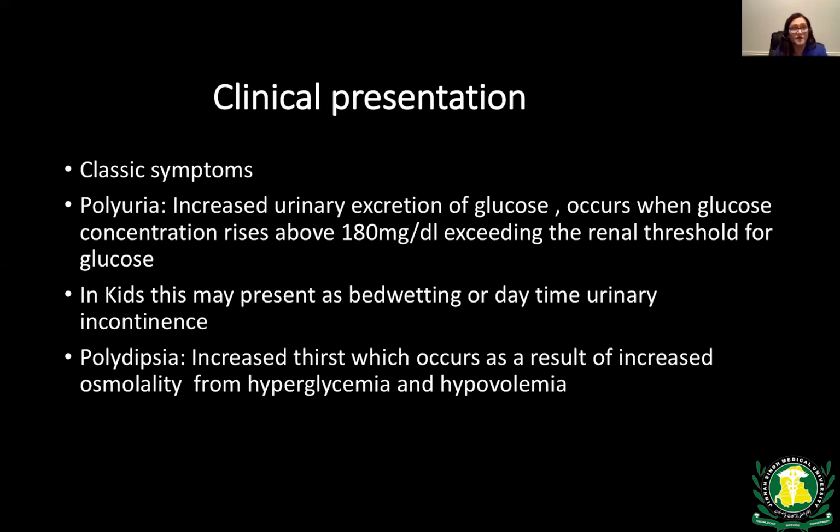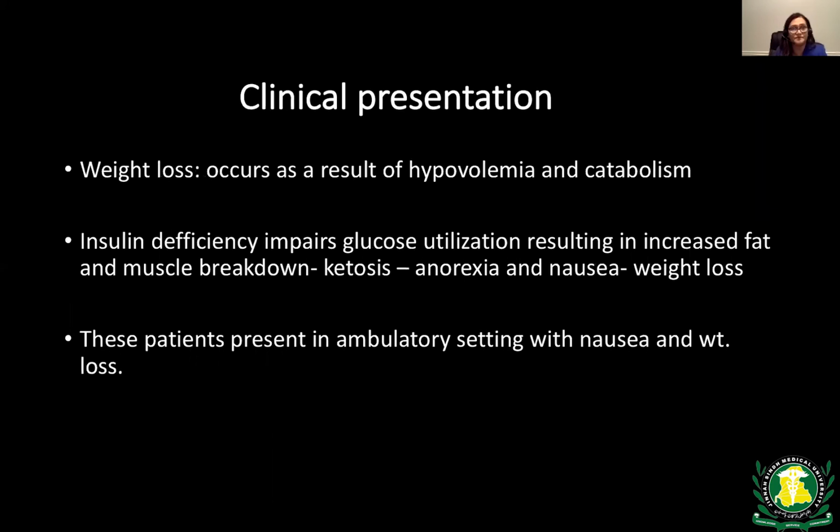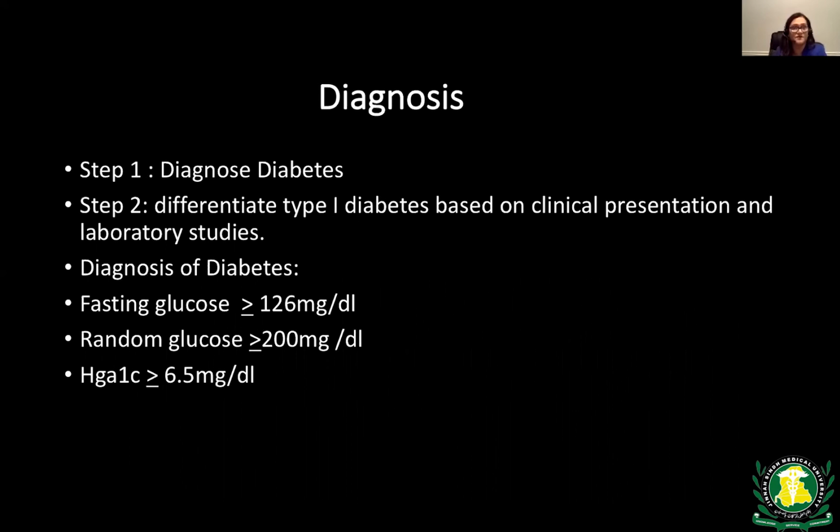Polydipsia results in increased thirst, which occurs as a result of increased osmolality from the hyperglycemia and hypovolemia. Weight loss occurs as a result of hypovolemia and catabolism. Insulin deficiency impairs glucose utilization, resulting in increased fat and muscle breakdown, which then results in ketosis. When a patient presents with ketosis, it leads to anorexia and nausea, and eventually this results in weight loss. So patients with new onset type 1 diabetes frequently present with initial symptoms of nausea and weight loss.